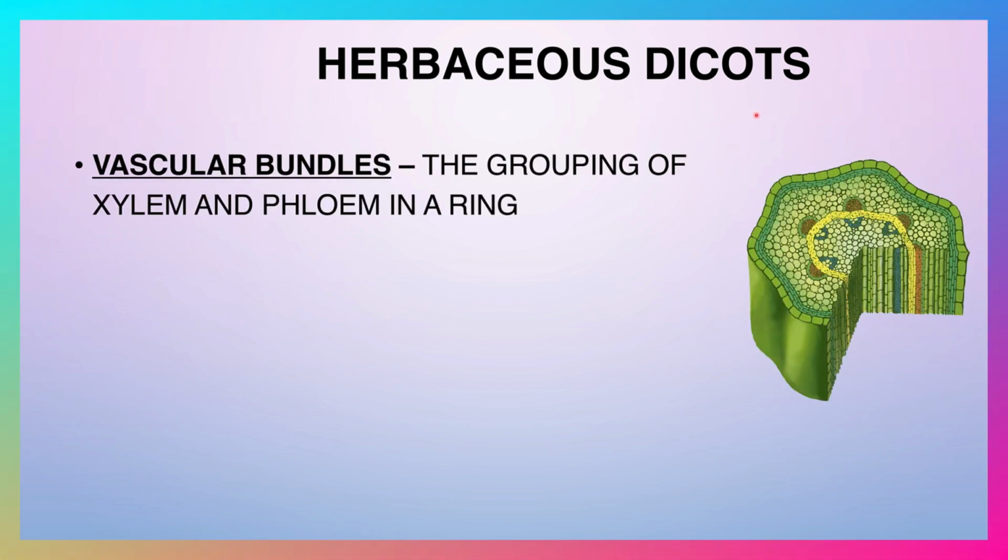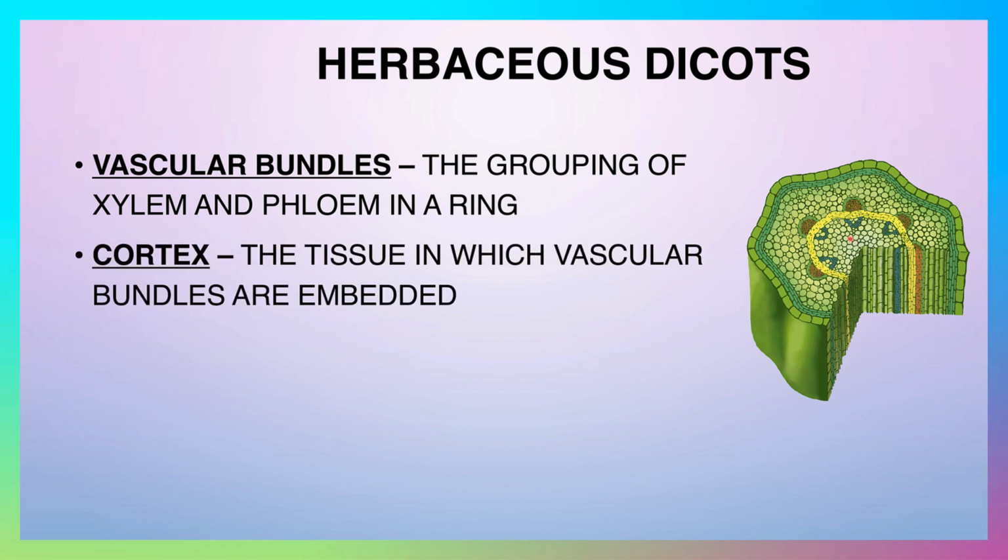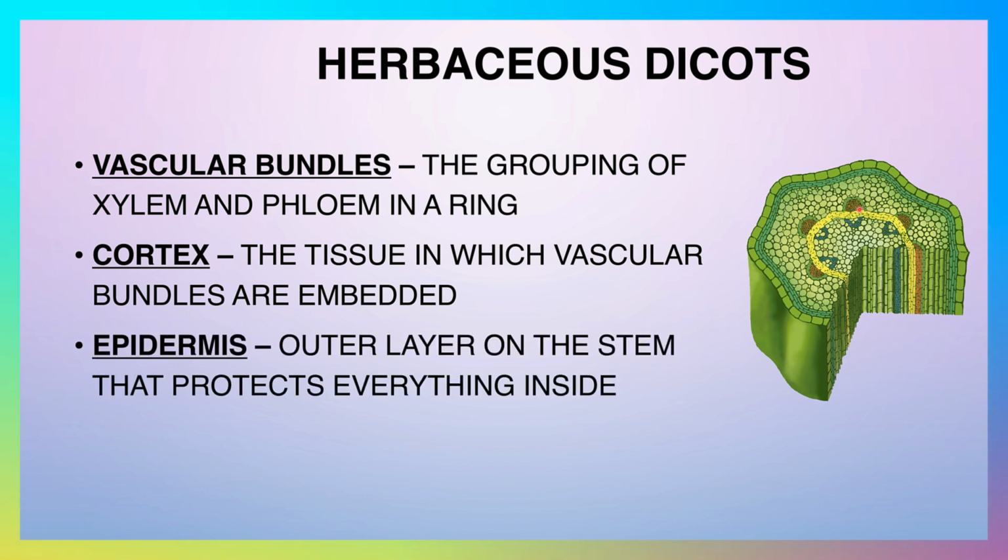So one difference is the vascular bundles are grouped in a ring, as shown here. Each of these is a vascular bundle containing the xylem and phloem, and they're in a ring around a central aspect of the stem. The tissue in which these bundles are embedded is called the cortex, and the outer layer is called the epidermis, which functions pretty much the same way as the epidermis of woody stems, and it protects everything inside.